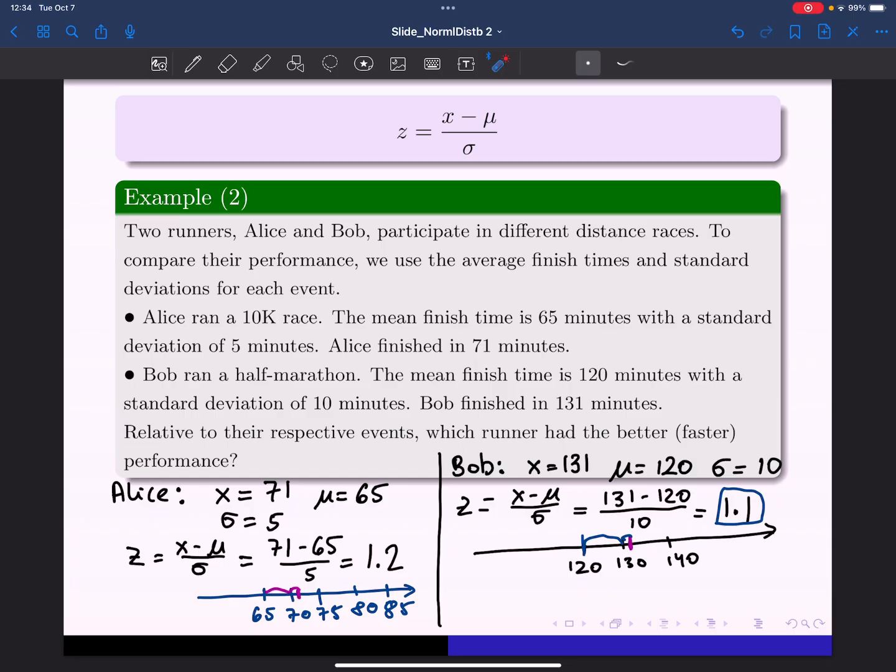So what does it mean? That Alice's finishing time is 1.2 standard deviations away from the average, whereas Bob's finishing time is 1.1 standard deviations above the average. So the better performer, closer to the average, is no one else but Bob. Just a little better performance has Bob because he's closer to the average than Alice. So Bob has better performance.